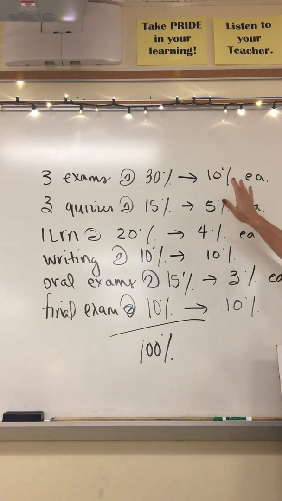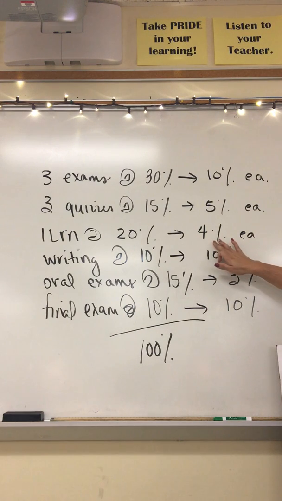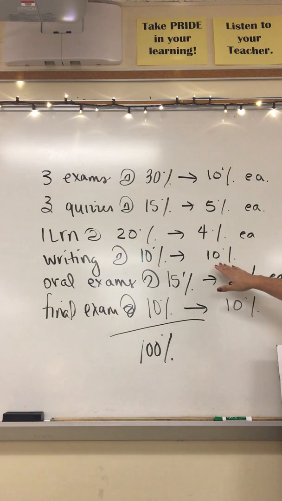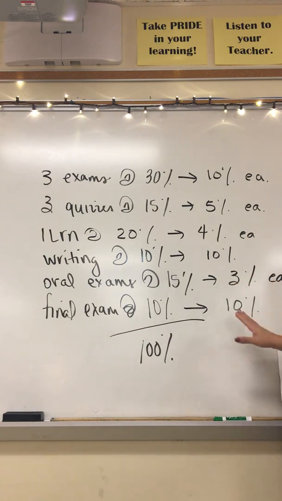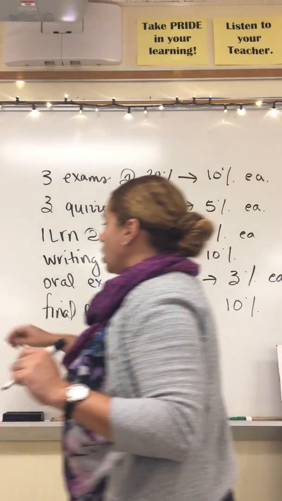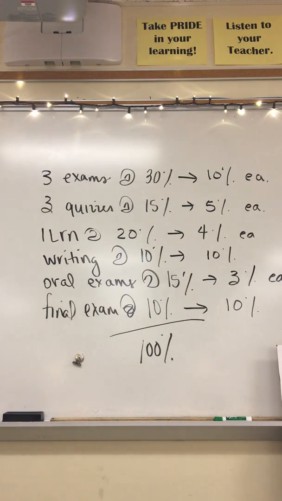All right, 3 exams, 10% each. Each quiz is worth 5% of your grade. Each iLearn homework chapter is worth 4% of your grade. Each writing assignment, there's only going to be 1, that's 10%. Each oral exam is 3% each. And then your final is a full 10%. So now that you've established that, let's do some scenarios.